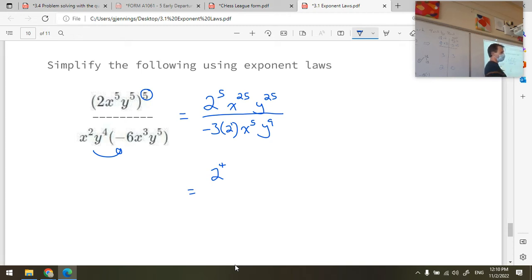I know you all know that 2 times 3 is 6, but I write it that way so that I can cancel and use my exponent laws to simplify things a little faster. And then I know that the 3 is going to be left on the bottom.